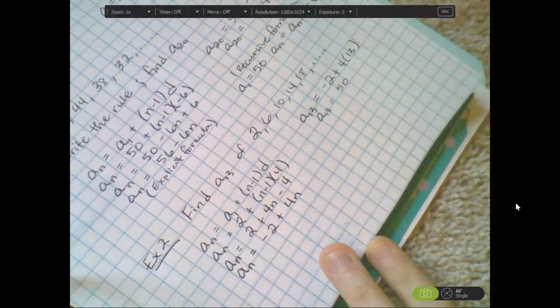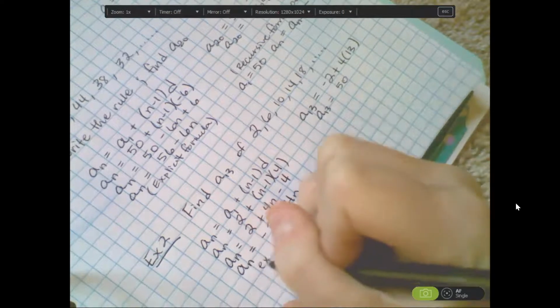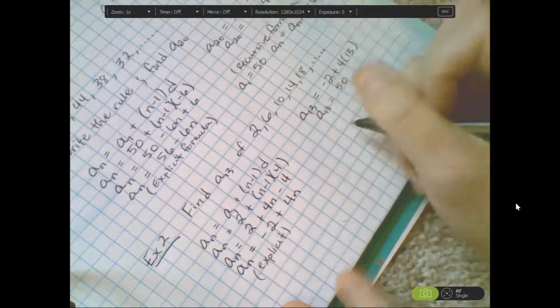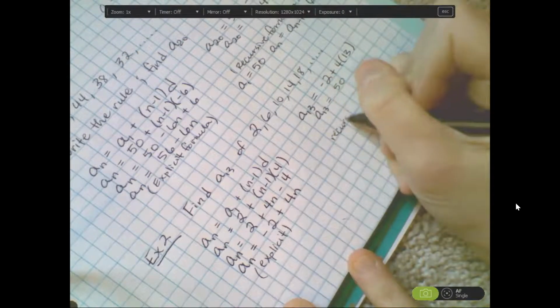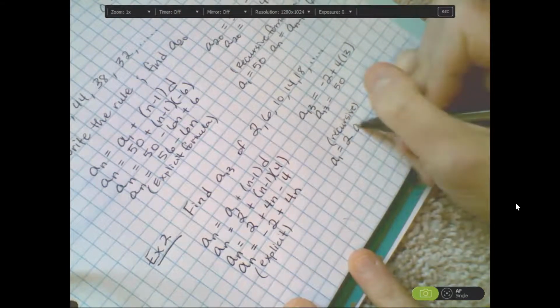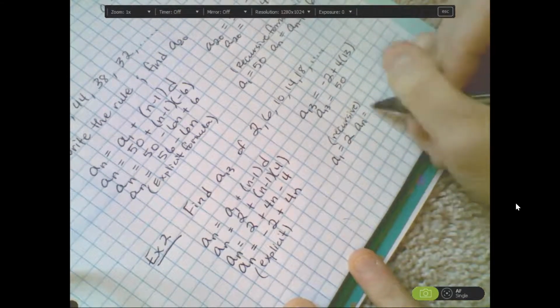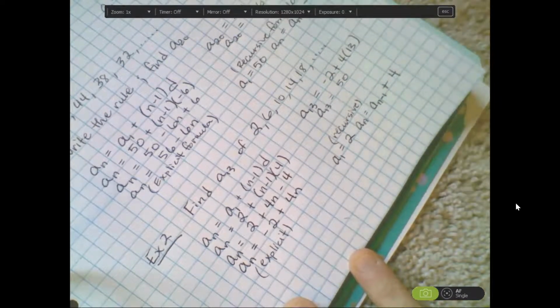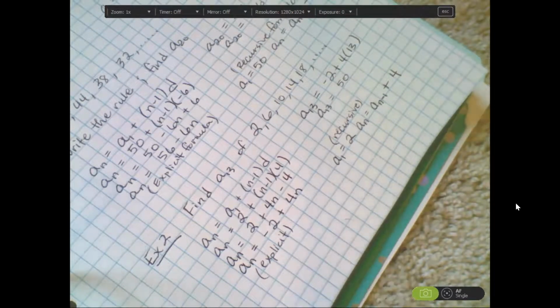All right. If I wanted to write the recursive formula, so again, we can label this as explicit. If I wanted to do recursive, I could say the first term is 2. And then every time I want to get a new one, I take the previous term and add 4.